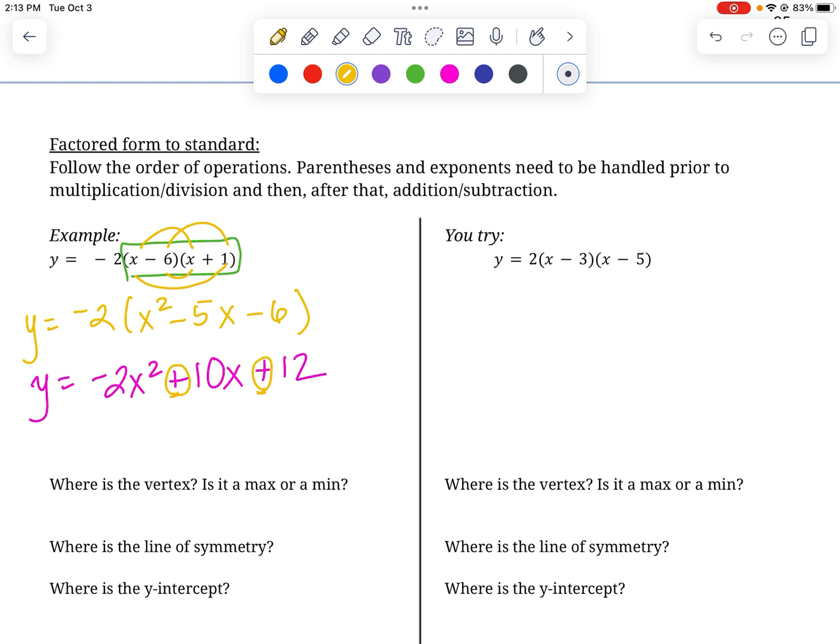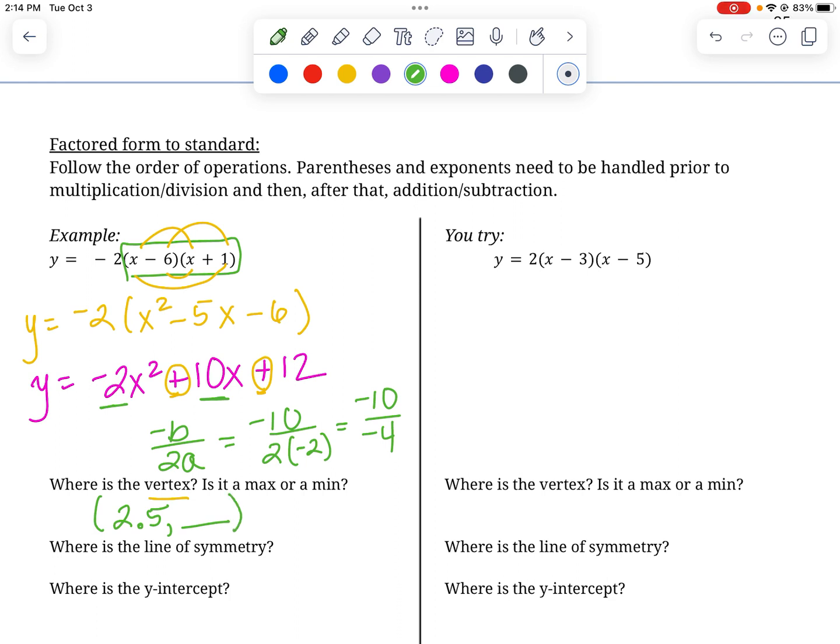That's awesome, okay? So our vertex is actually kind of hard to see in this because we didn't start with vertex form. We might want to use -b over 2a. So my b value is 10. So opposite of b over 2a would be -10 over 2, and then a is -2. So I've got -10 over -4. When I do that math, I get 2.5.